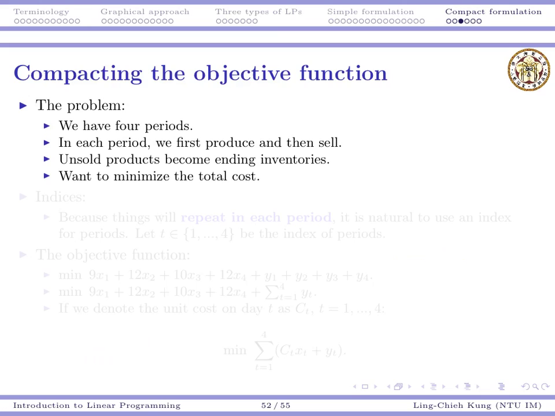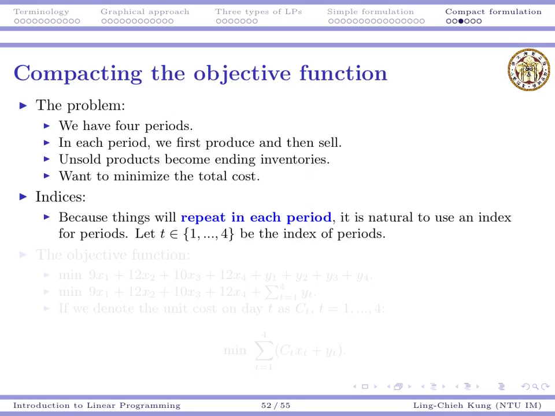The problem we mentioned is that we have 4 periods, right? We always produce and then sell in each period. Unsold products can become ending inventory, and we want to minimize the total cost. Okay, so that was our problem. Now I want to do compact formulation.